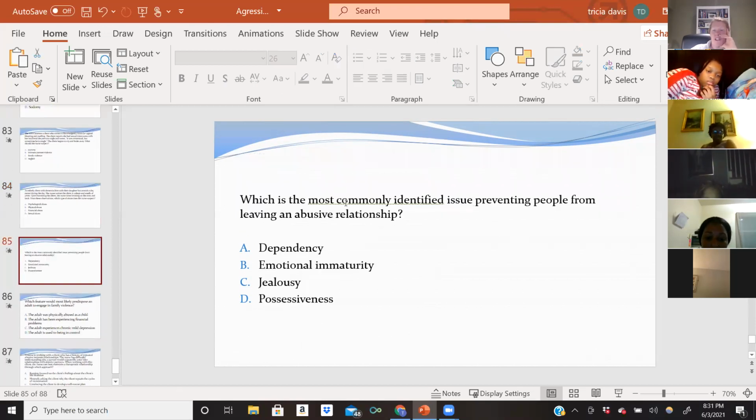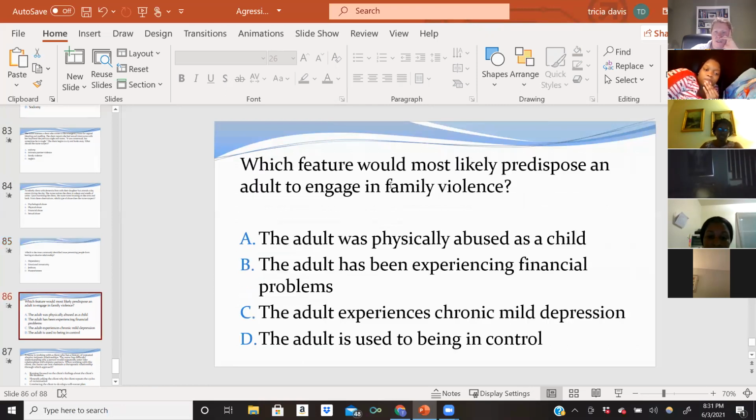Which is the most commonly identified issue preventing people from leaving an abusive relationship? Dependency, emotional immaturity, jealousy, or possessiveness? Dependency. A. Yes, dependency.